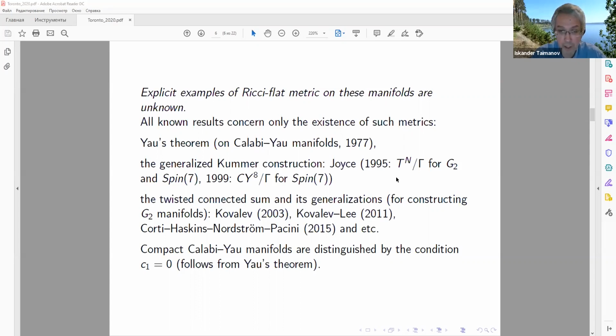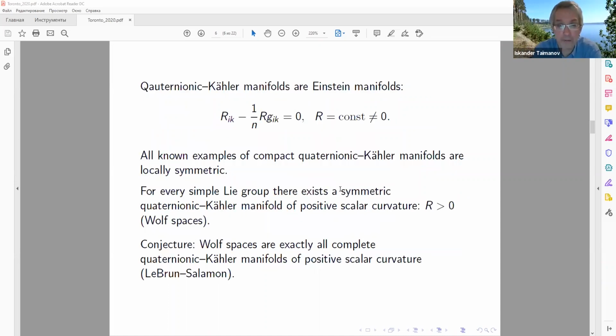The compact Calabi-Yau manifolds are distinguished by the condition c1 equal to 0, so the first Chern class vanishes. That follows from Yau's theory. So what are the remaining cases except Kähler manifolds? The quaternionic Kähler manifolds. They are Einstein manifolds with non-trivial scalar curvature. All known examples of compact quaternionic Kähler manifolds are locally symmetric. And for every simple group, there exists a symmetric quaternionic Kähler manifold of positive scalar curvature. These are so-called Wolf spaces.